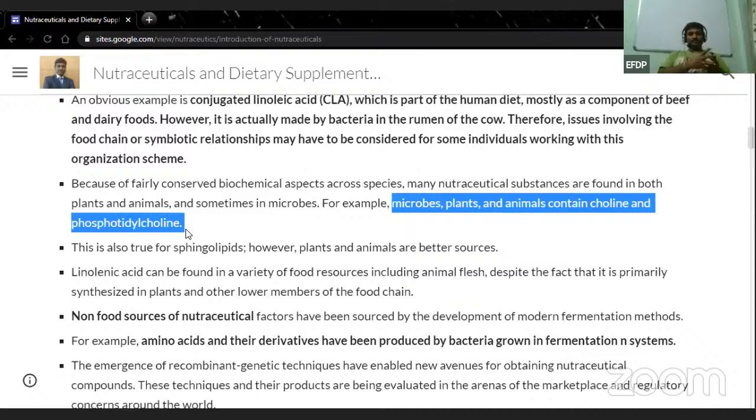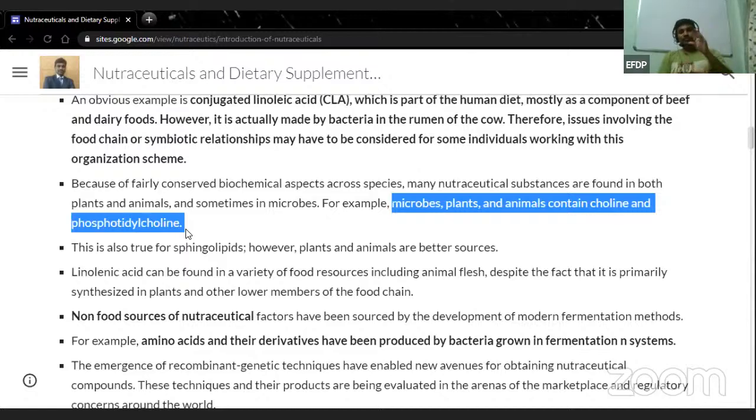But if you are taking rice, and you are taking a protein such as dark pulses, and that goes through a fermentation process to form a product, that is idli or dosa. So that is known as a non-food source. That is known as a nutraceutical non-food source. It is made by the fermentation process.